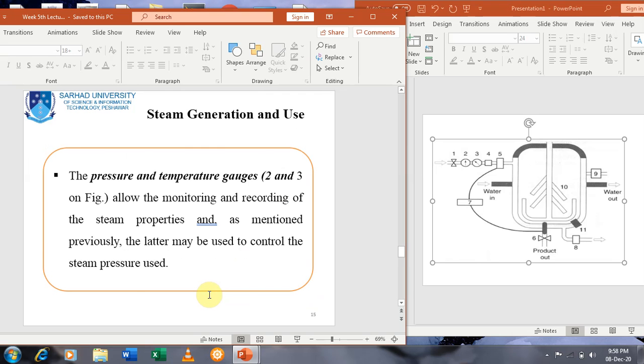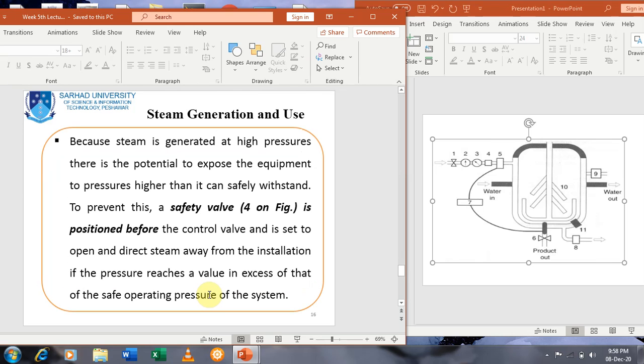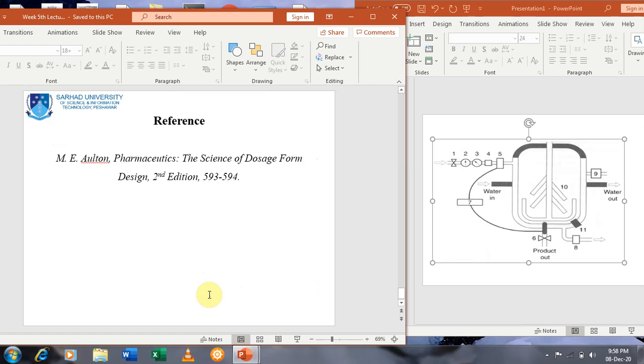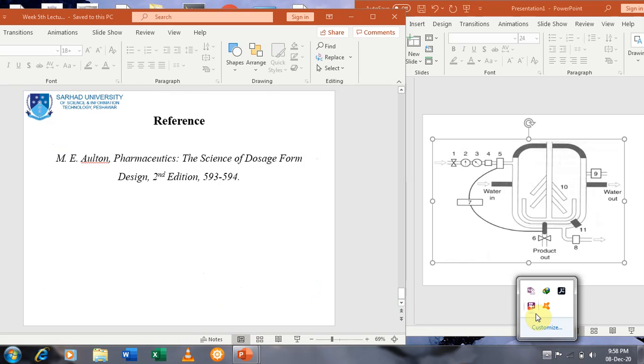And how steam enters and how it is controlled, and the pressure and temperature gauges, that is 2 and 3 in the figure, and the safety valve positioned before the control valve 5, and moreover the presence of the stirrer in order to ensure even heating of the product within that installation. And finally, I have told you the reference book. Thank you all for your attention.